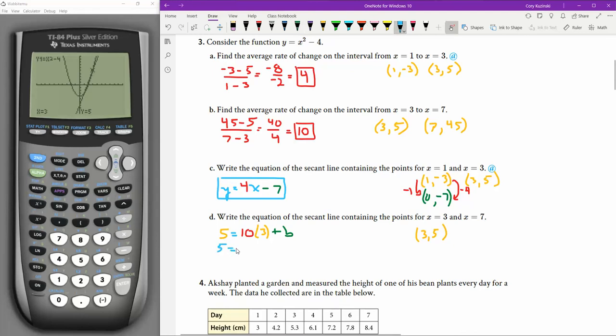Okay, so 10 times 3 is 30. And then subtract 30 from both sides. 5 minus 30 is -25. So my b value is -25, also known as my y-intercept. So now we can write the equation of the secant line. y equals 10 times x minus 25.